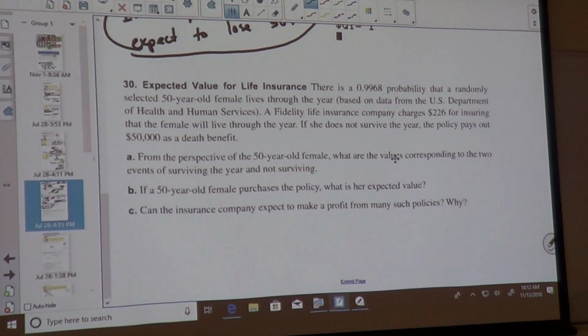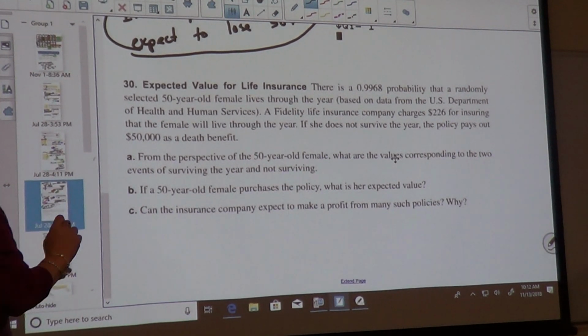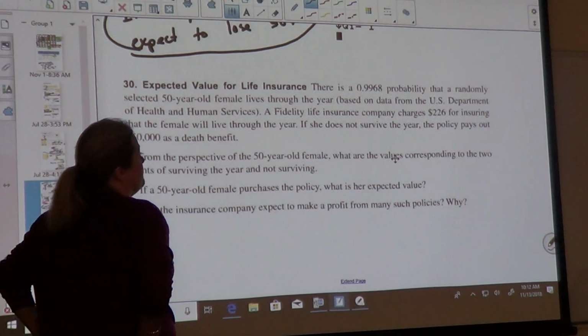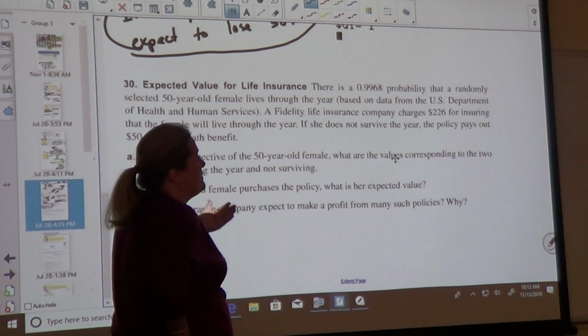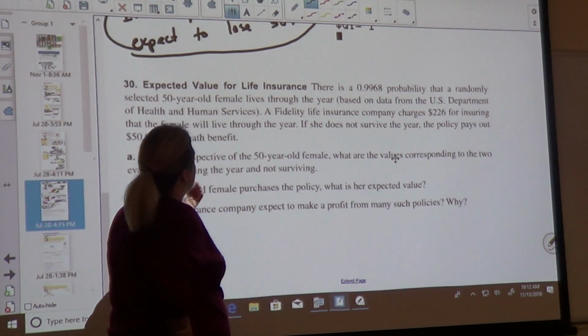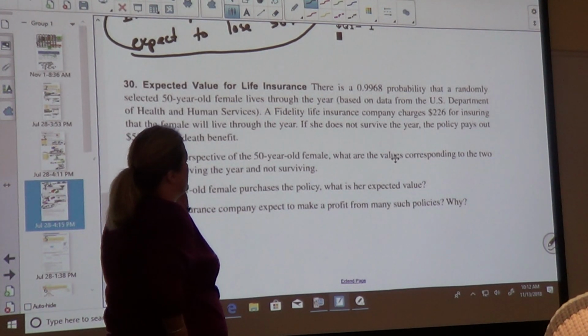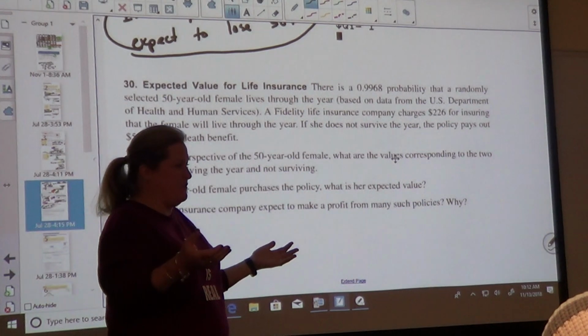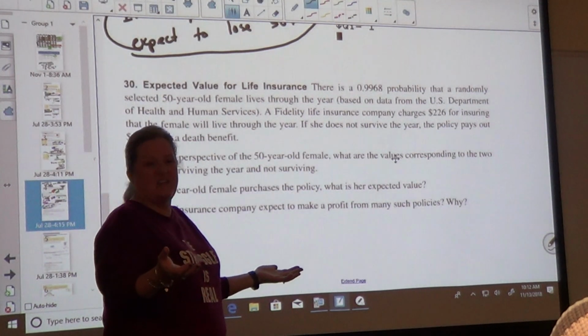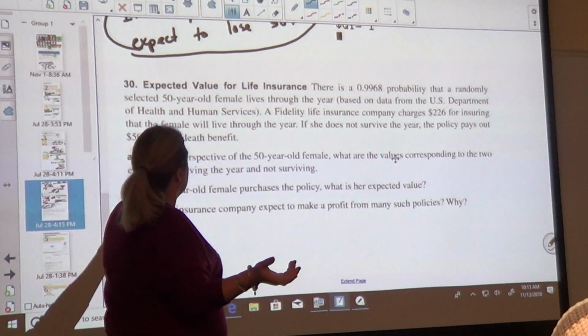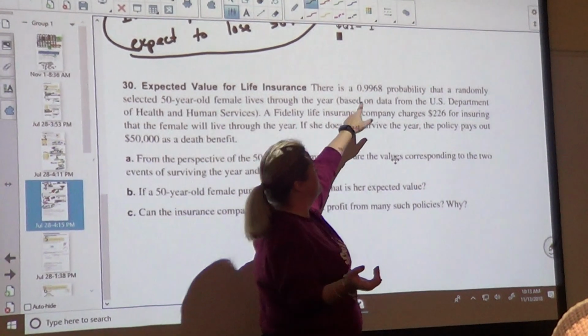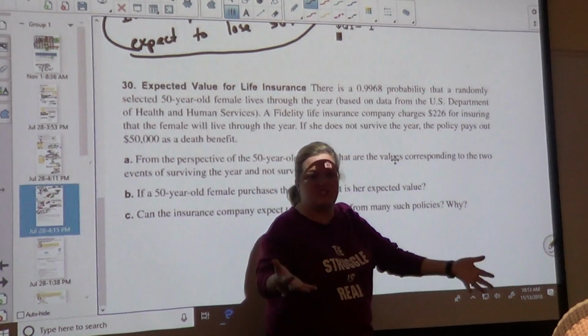Life insurance. There is a 0.9968 or a 99.68% probability that a randomly selected 50-year-old female lives through the year. Most 50-year-old people are pretty healthy. You know, you're going to die when you're 80, 90, 70, something, not 50. So she's pretty healthy. She's probably not going to die this year.